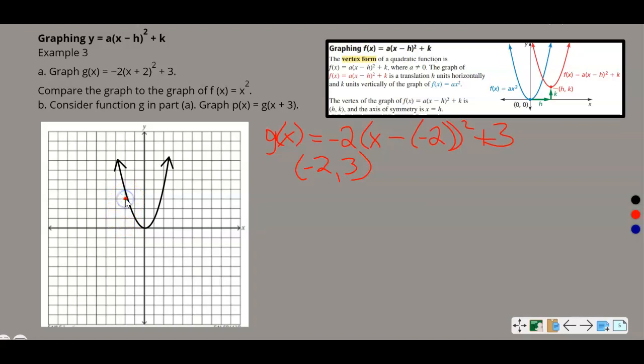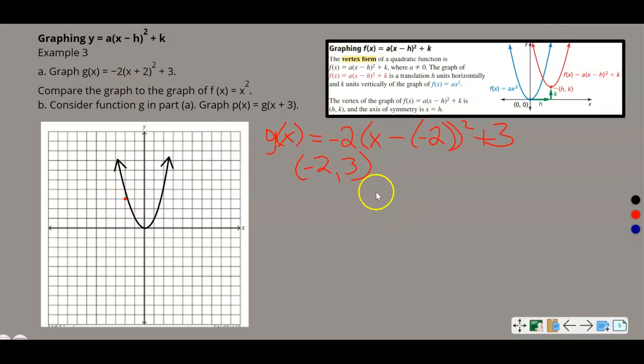All right, we know that's going to be the vertex of g of x. We also know that a is negative 2. Remember, when a is negative, it flips upside down. So we're going to have a reflection here. This is going to be an upside down parabola. And to find another point, all we need to do is substitute a point to the left or to the right of that into the function.